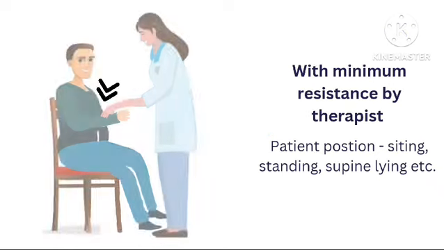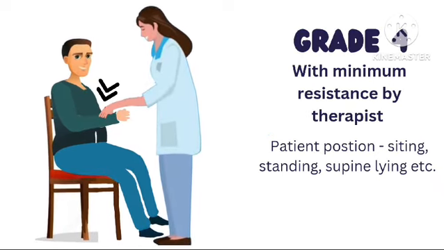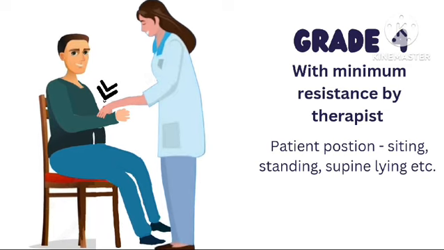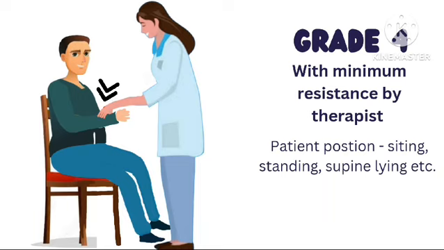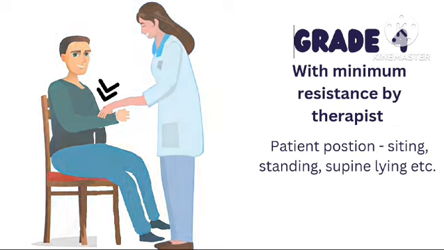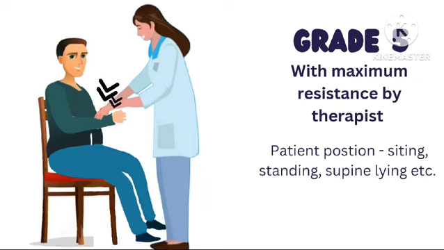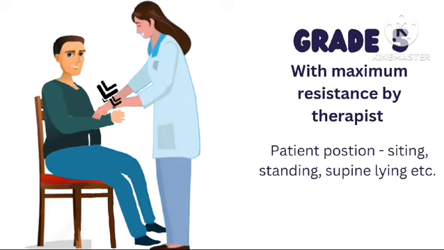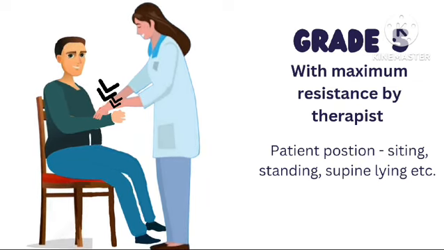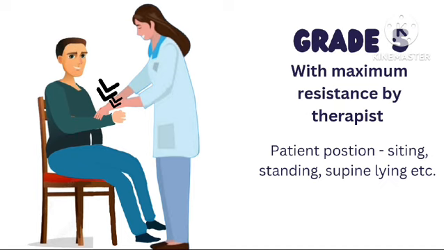If the patient performs grade 3, then we move to grade 4 with minimum resistance by the therapist. Patient position is sitting, standing, or supine lying. If the patient performs grade 4, then we move to grade 5 to see whether the patient can perform under maximum resistance given by the therapist.